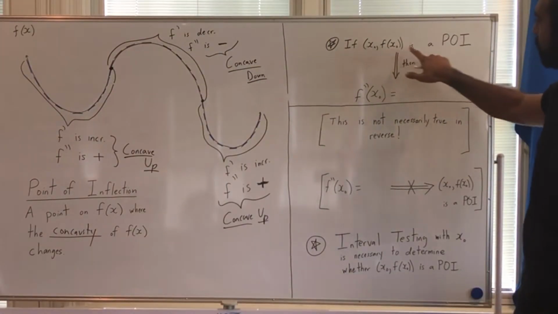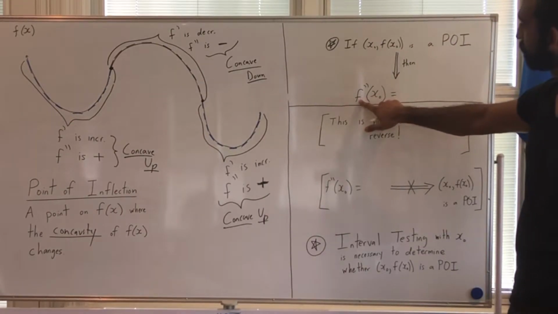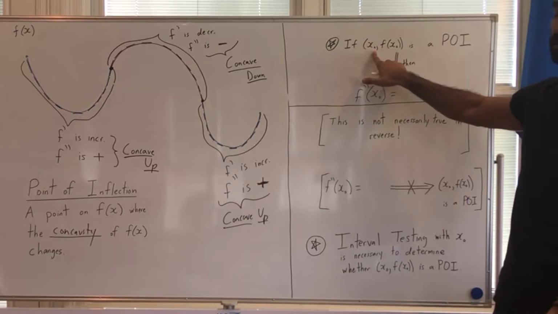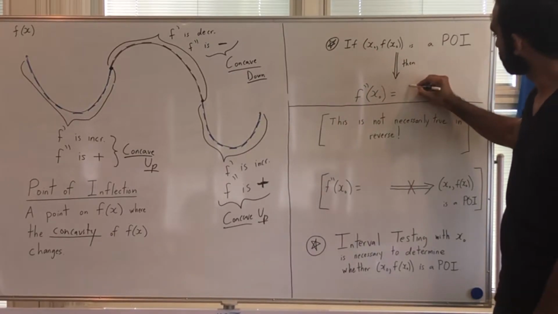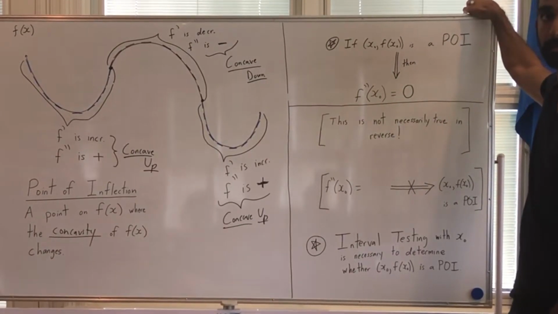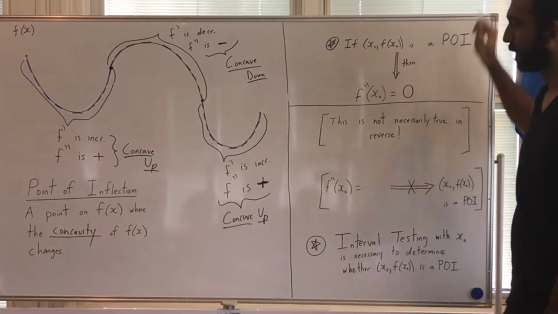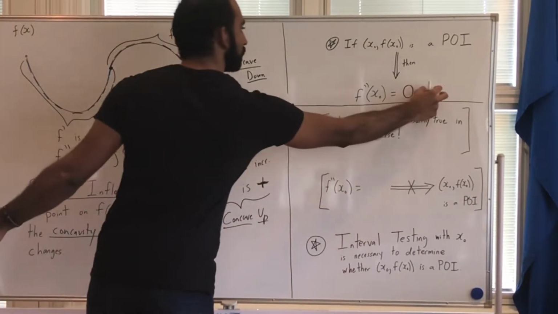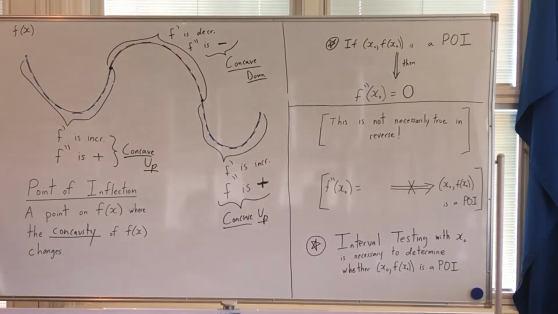So if something is a point of inflection, then the second derivative at that point, I'm using the letter x naught, is going to be 0. Yes? But I'm very careful to note, this is not the only way you can have a point of inflection.